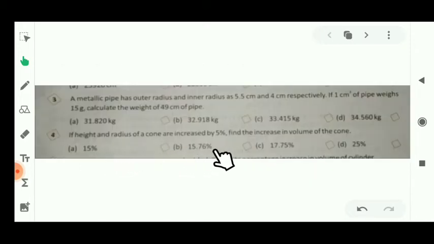If height and radius of a cone are increased by 5%, then find the increase in volume of the cone. Let's see the solution, students.